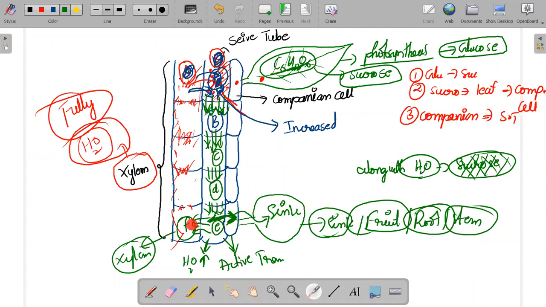When it enters the sieve tube, water also enters, and water concentration increases, so it will go upward. When you compare these two cells, it will go upside, and it will enter into the leaf part. So what I'm trying to tell you is that a source can become a sink and a sink can become a source based on the seasons or environments. This is your phloem transport.